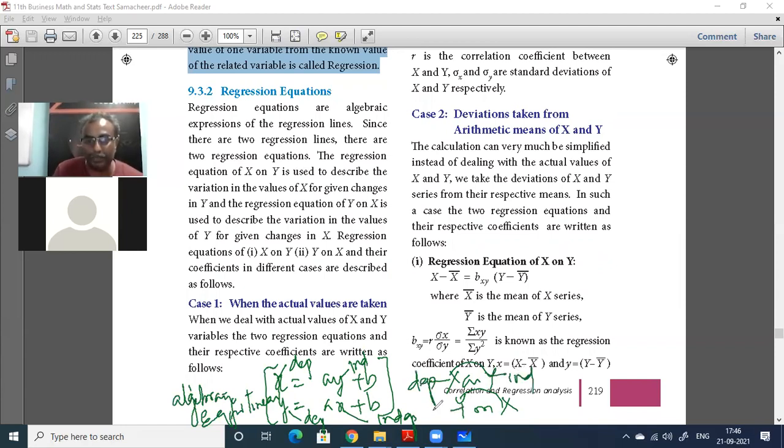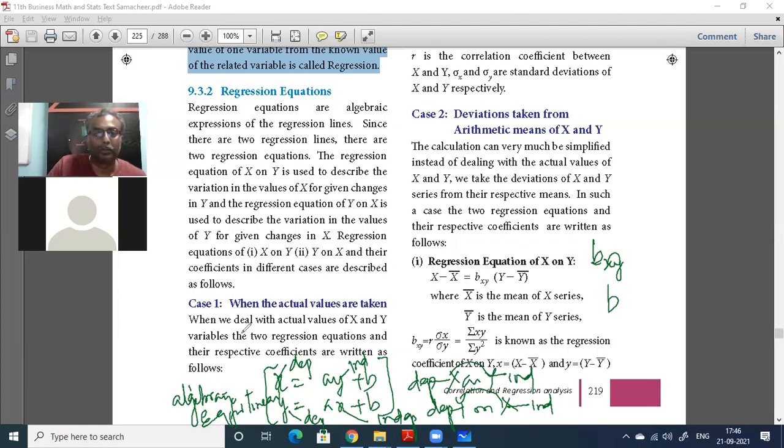Here, y on x means y is the dependent variable and x is the independent variable. You should not get confused; you should be easily able to find which is which. If I say regression coefficient bxy, then you should say that x is dependent on y. Regression coefficient is always denoted by b. B only denotes the regression coefficient.